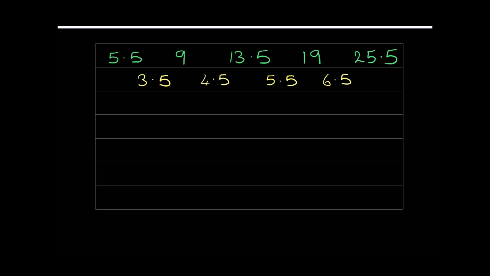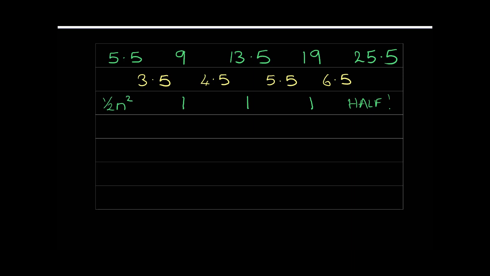So 4.5 take away 3.5 is 1. 5.5 take away 4.5 is 1. 6.5 take away 5.5 is 1. So that is the number that's going to help us work out what the n squared term is. But remember, we always need to halve it. So that means we've got a half n squared going on. So the next thing we're going to do is write down what a half n squared is.